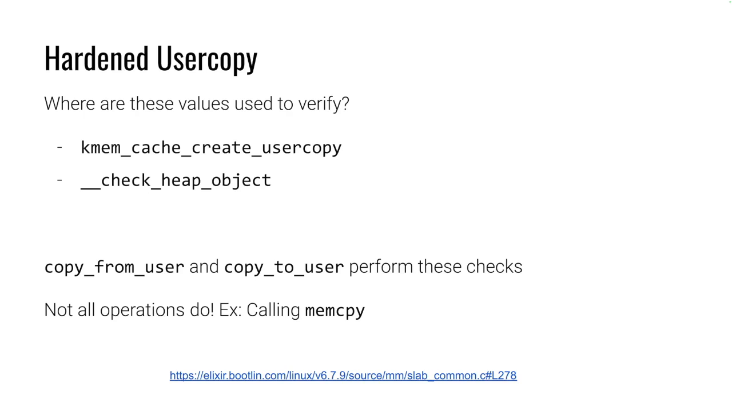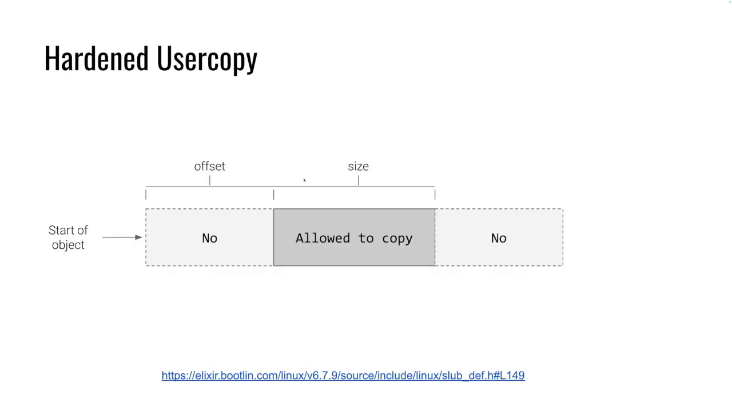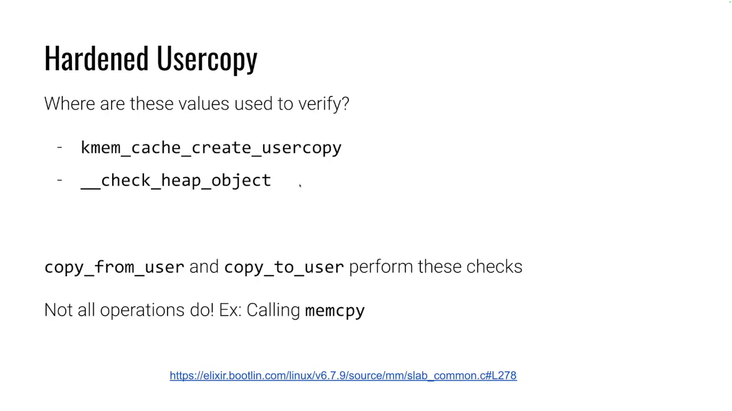Inside copy_from_user and copy_to_user, they call kmem_cache_create_usercopy. And so a separate copy is created. And during that process, check_heap_object is called. You can definitely check out the Linux source if you want to follow the call stack here. But this check_heap_object is where these values are actually compared and verified. And so if copy_from_user is utilized, the check will happen.